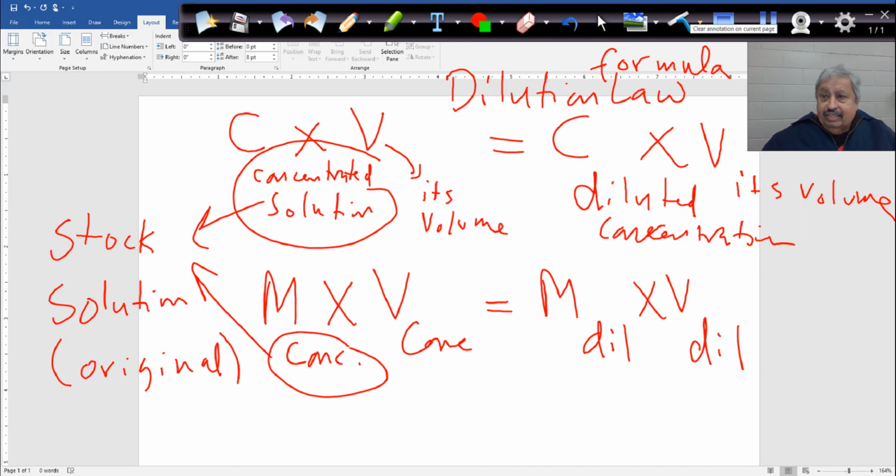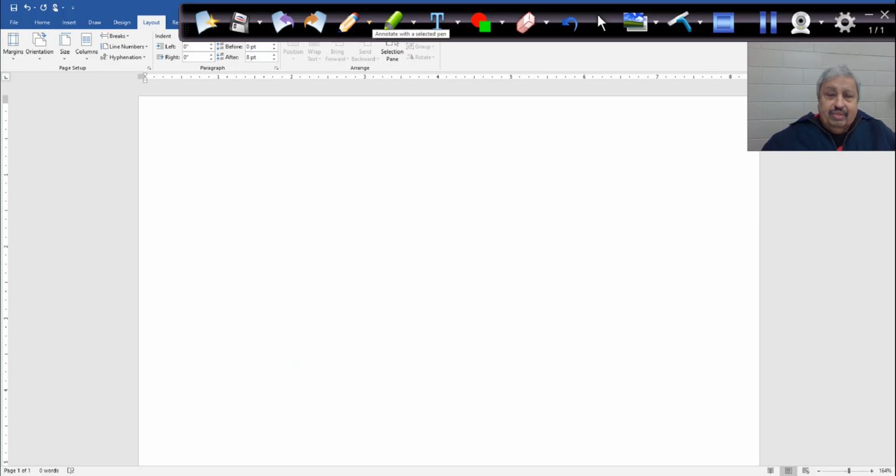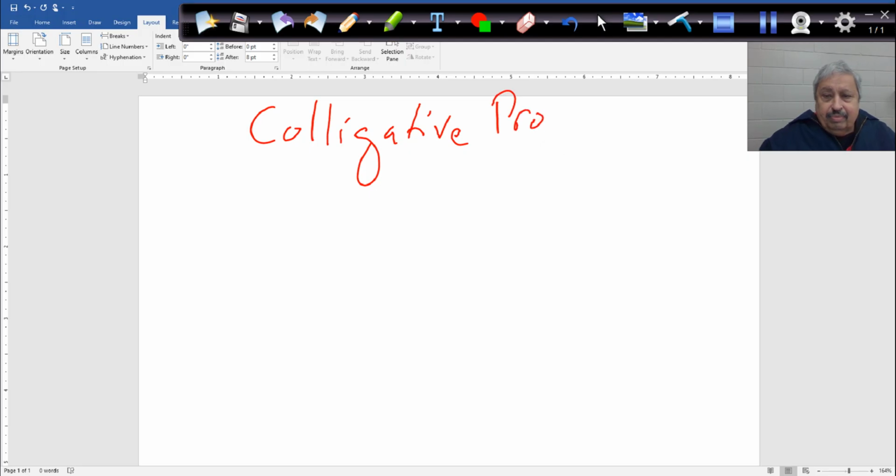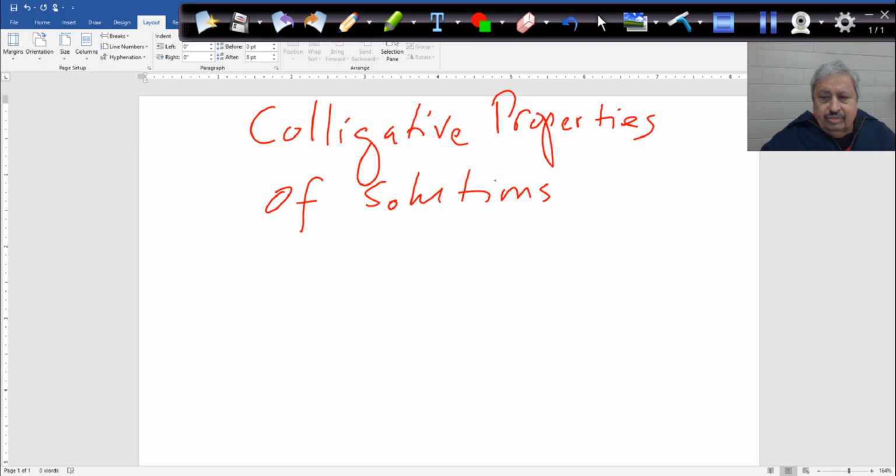So I'll take this one out, and the last one here is not coming in the ACS exam or elsewhere, but at least we should know something called colligative properties of solutions. At least the definition might come. Those properties here are physical properties.